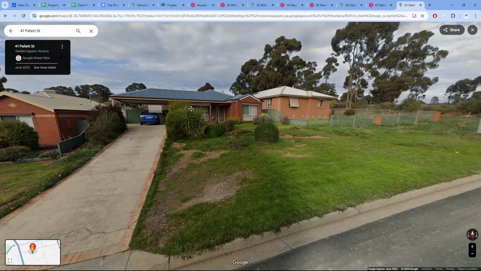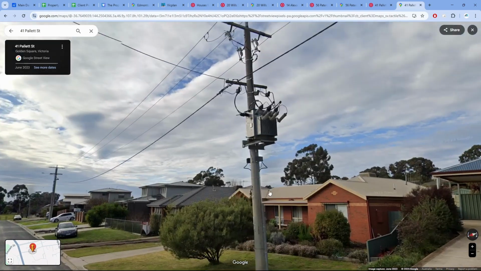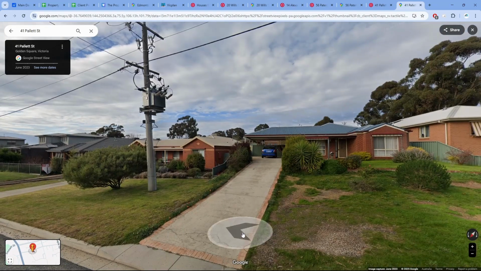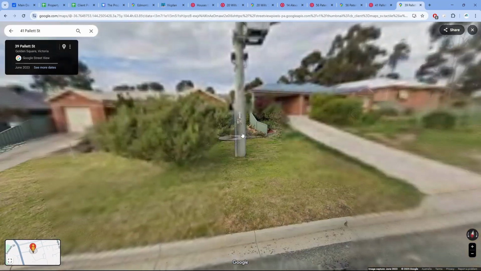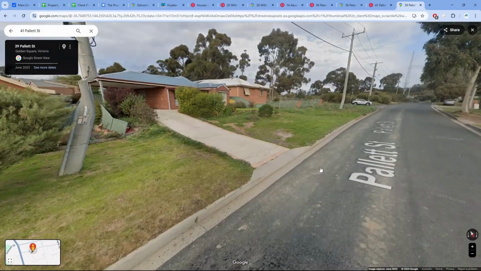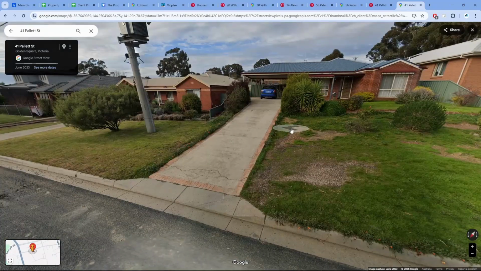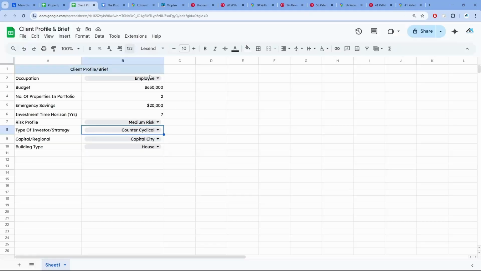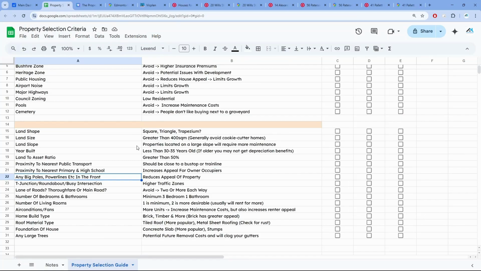Now, let me also see if I can find an example where there is a major power line. I had this property in Bendigo that I was looking at, and in this property, I have one of those major power poles and major power stations, which I don't like to see outside of a property. I know it's not on this property exactly, but it's not a nice sight to see. Of course, this type of stuff is not an absolute deal breaker, but they could be trade-offs for you when finding the right property, right? So any big poles, power lines, etc. in the front reduces the appeal of the property. It's not a deal breaker, but something you might want to trade off.